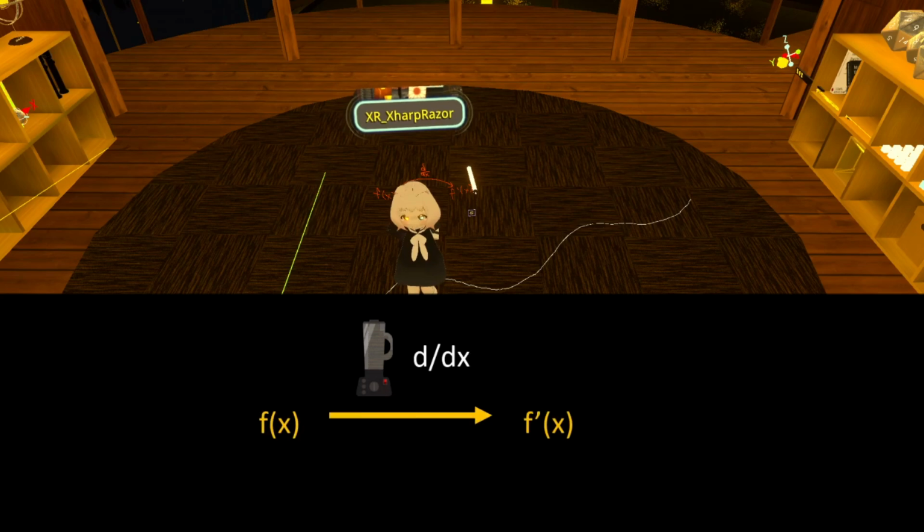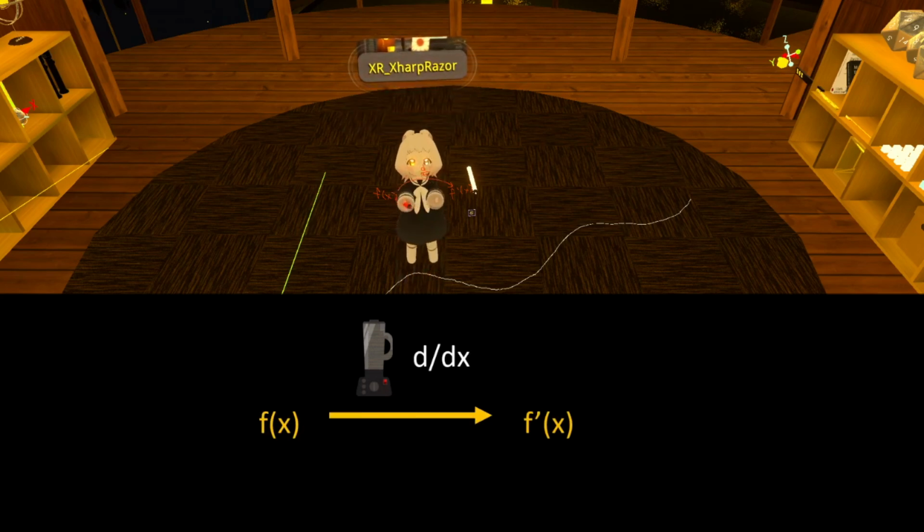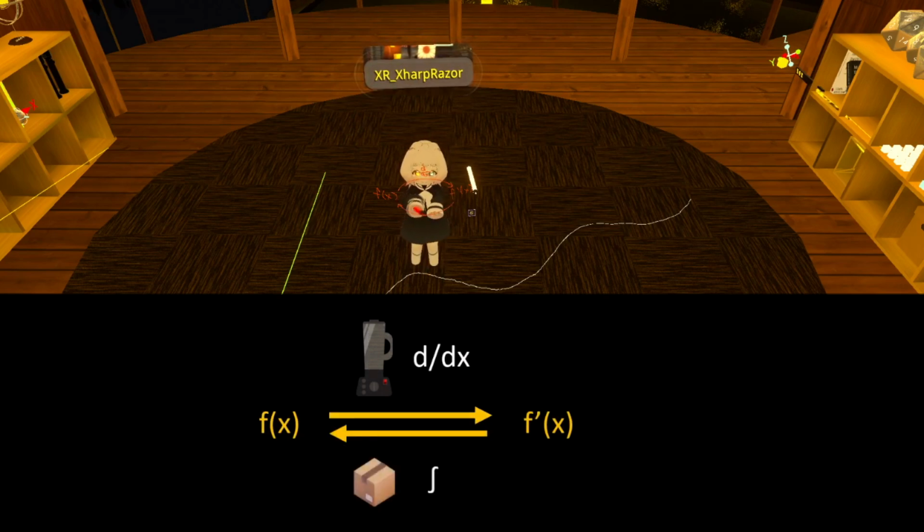So what an integral does is the total opposite. So in this case, we can say the integral is something like an inverse function of taking the derivative of a function.